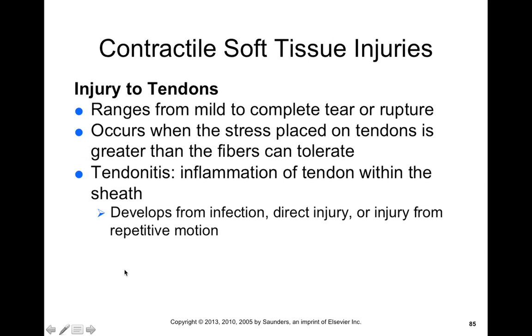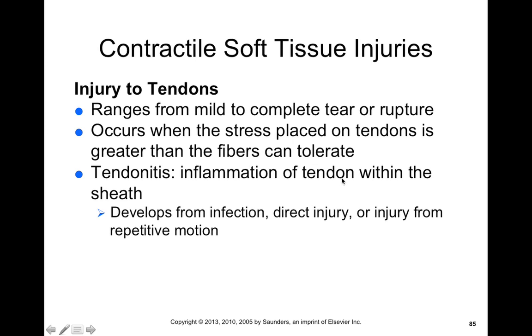So tendons, if you'll remember, connect muscle to bone. So injury to tendons is an injury to contractile tissue. Basically, these are the types of tissues that will experience tension during an active muscle contraction. And these, like ligaments, can range from mild to a complete tear. Now, it occurs when stresses placed on the tendons are greater than the fibers can tolerate. And it typically will begin as micro tears that lead to a complete tear.